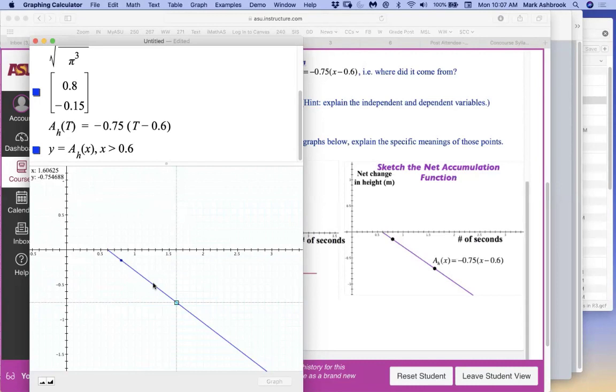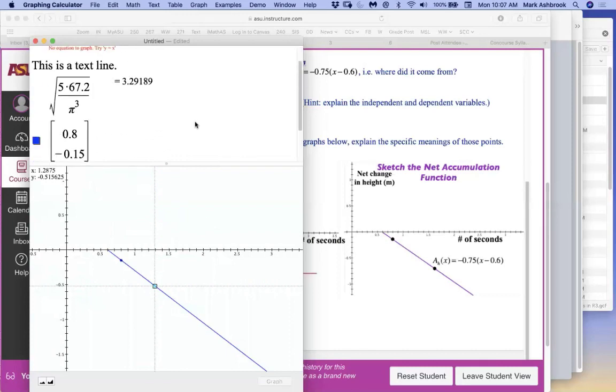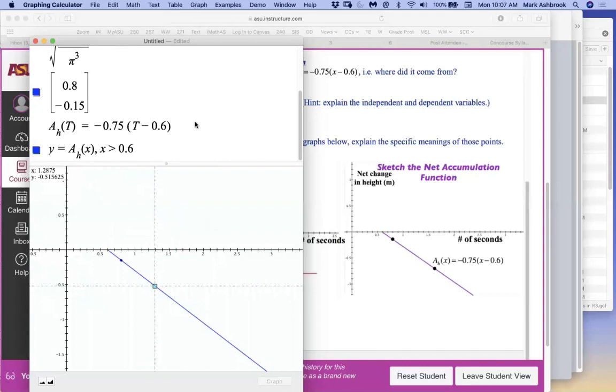So right now, this is the point where we're at around 1.6 seconds since we started lowering the flag, and let's do another point. So here's 1.2875 seconds since we started lowering the flag, and the flag has come down about 0.51 meters since 0.6 seconds, right? Since 0.6 seconds. Okay, so that's just a few of the basic things that you will be doing a lot of.